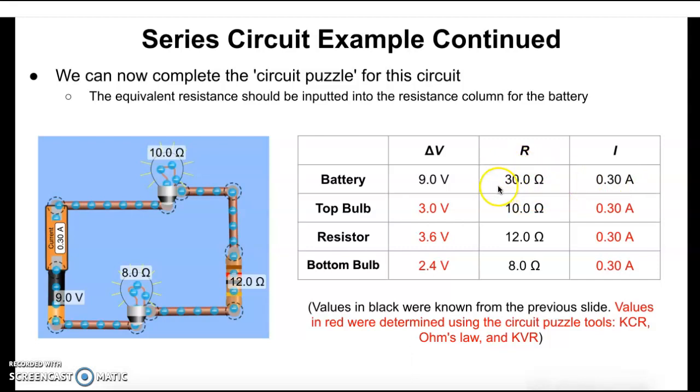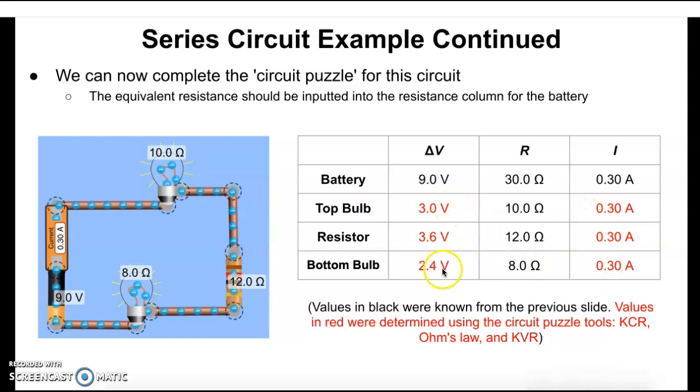So for the circuit puzzle, I said we would cross that out until a future lesson. Well, that future lesson has arrived. The battery's resistance, we're going to write in whatever you calculate for the equivalent resistance there. And everything else in black has all been calculated from the previous slide or given in the diagram. And then that'll leave us some blank spaces, which I've filled in red.